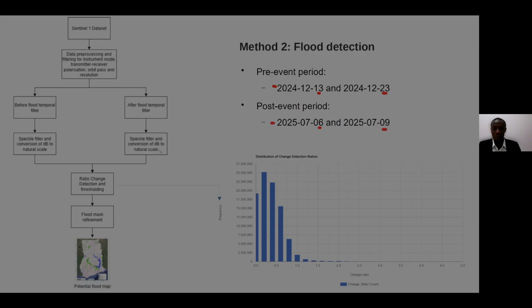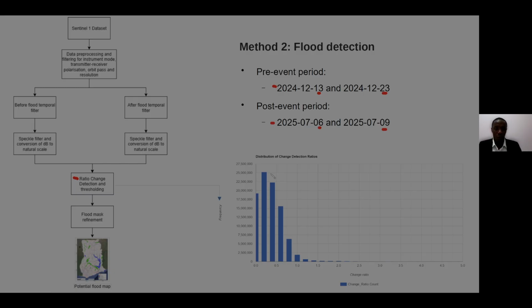After doing this, we then applied the Lee speckle filter to remove the salt-and-pepper noise usually common in SAR images. And because the intensities recorded by the SAR instrument are in decibel logarithmic scale, it is converted to natural scale in order for mathematical operations to be performed. So after doing the conversion, then we did a change detection using the ratio approach. So the post-event divided by the pre-event images.